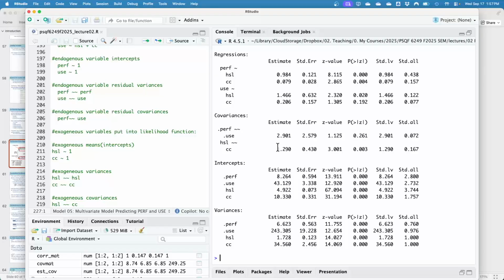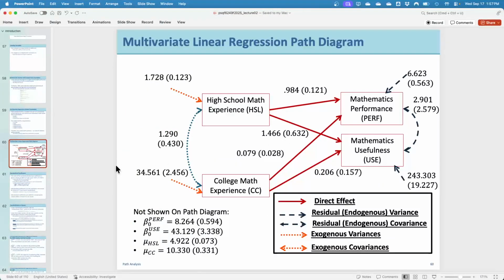Then you have the HSL and CC. What we would say about these is this is just the mean, right? This is the average number of high school courses, which is weird because 4.9, that doesn't seem reasonable. And then the average number of college credit hours, which is 10. And then similarly, we have our residual variances and then our non-residual variances below. Thank you for asking about that. I should have had that up earlier.